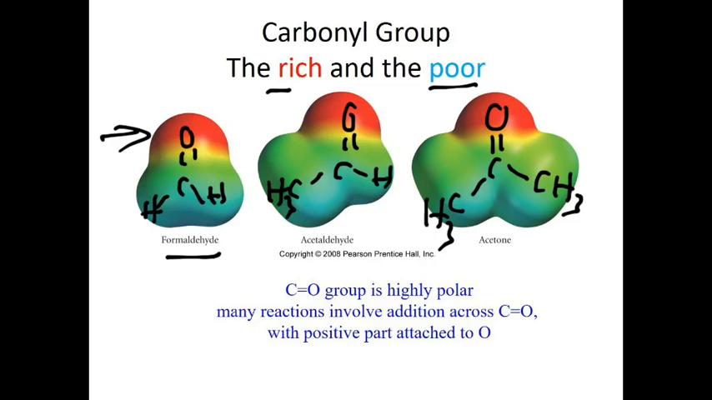So remember, rich is red. Poor is blue. R goes with red. P doesn't go with blue, but that's too bad. That's why they have these pictures in your book, because it's important to know who is rich and who is poor.